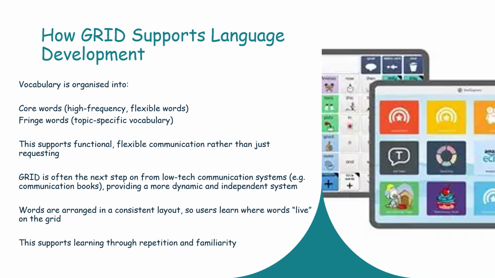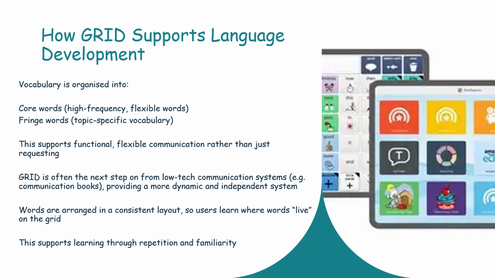So looking at Grid and how it supports language development, it is organised into core words, which are your high frequency flexible words, so go, more, stop, and then fringe words, which are very topic specific vocab. So for example, if we were speaking specifically about plants, then it might be photosynthesis is in there, it might be roots are in there. So this approach supports functional and flexible communication rather than just requesting. So it's that social side of communication which we really want to endorse within our communication systems.